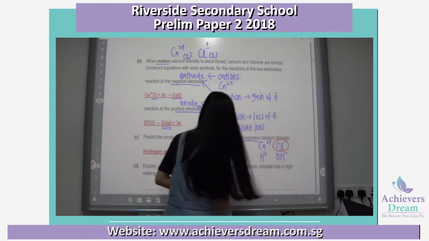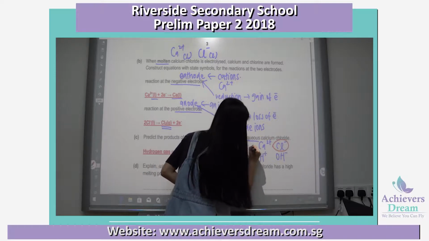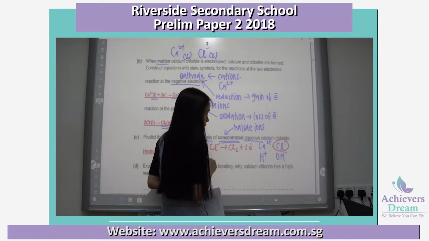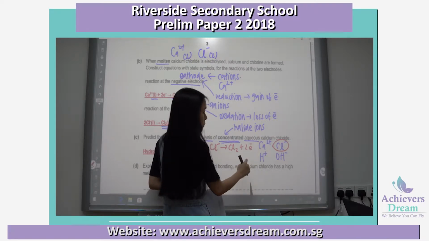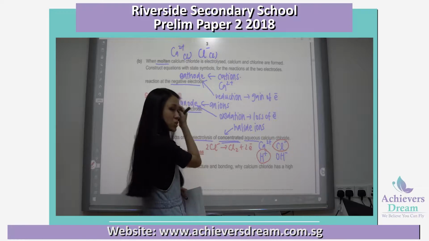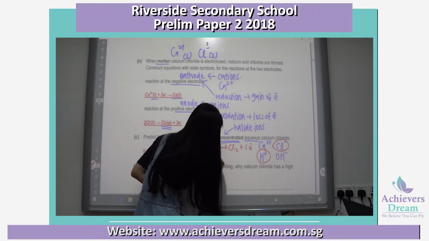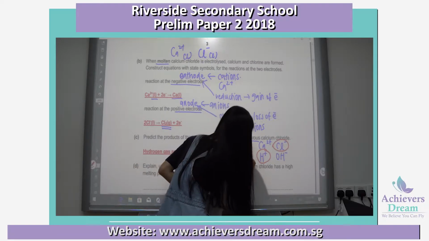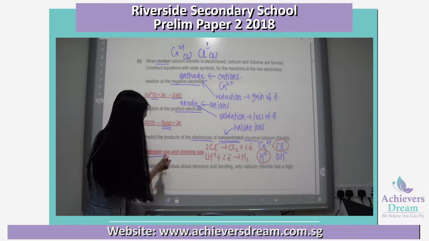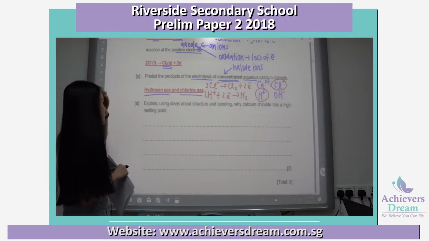So when Cl- gets discharged, what is being produced? It will give us chlorine gas at the anode here. How about at the cathode? Between Ca2+ as well as H+, H+ will be discharged because it is of a lower reactivity. So your H+ will gain electrons to form hydrogen gas. So therefore, what do we get at the end? We will get hydrogen gas as well as chlorine gas. Now let's take a look at part D.